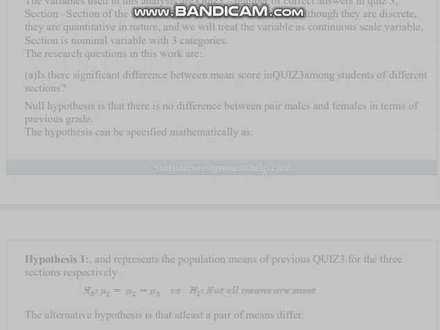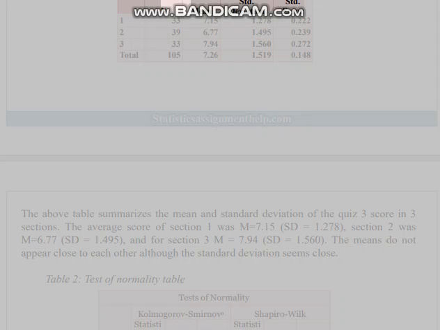Table 1, Descriptive Statistics. Descriptives: Quiz 3, N, Mean, Std. Deviation, Std. Error. Total: 105, mean 7.26, standard deviation 1.519.